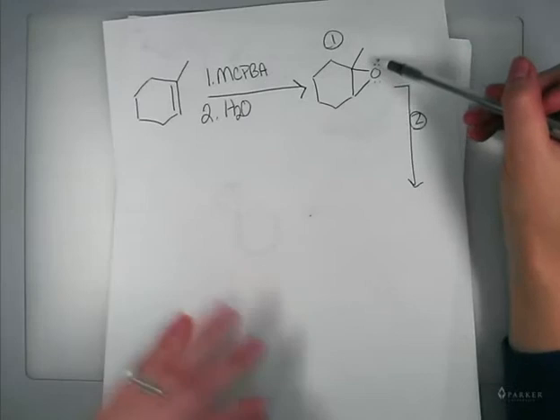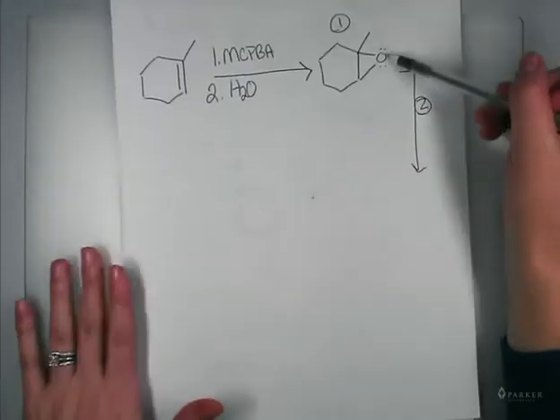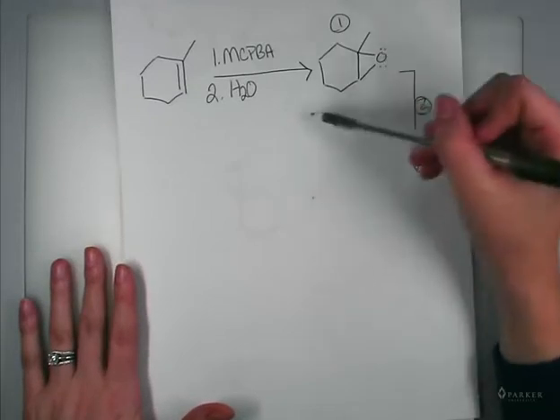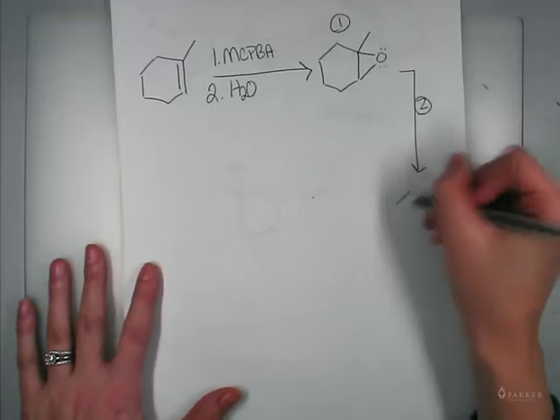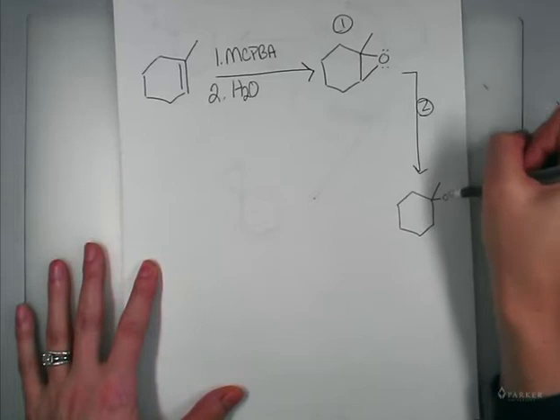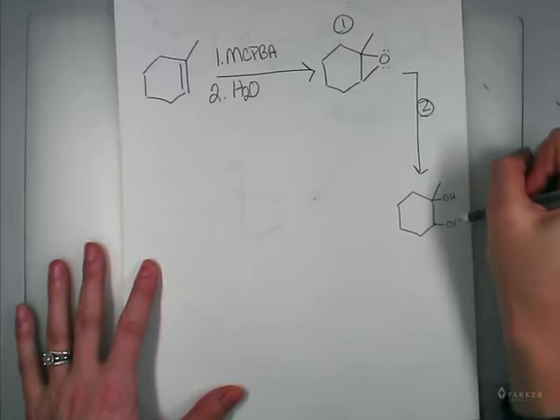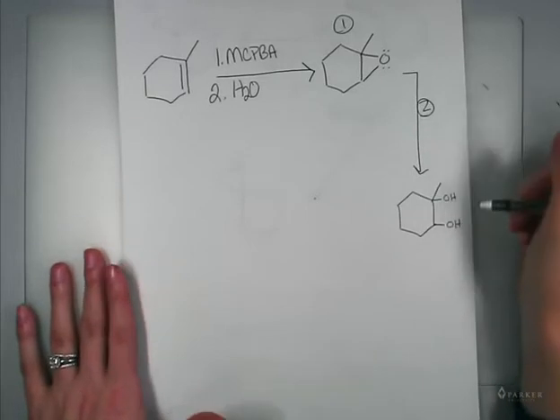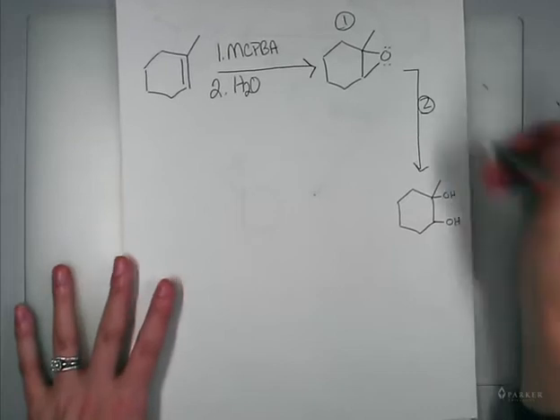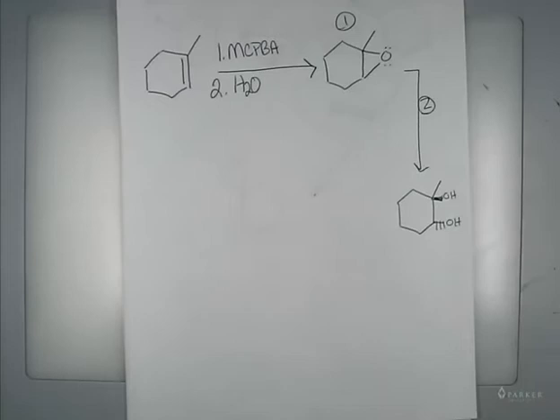If I react this with water now in step 2, what will that do? What will the epoxide right here become? OH. And what am I also adding? An OH. So the epoxide will open up as OH, and I'm adding another OH. And how will the wedges and dashes look? Opposite. You could choose whichever one, just as long as they're opposite.